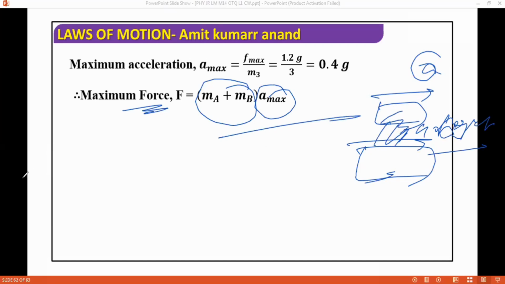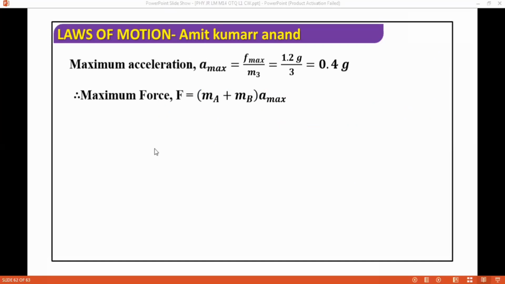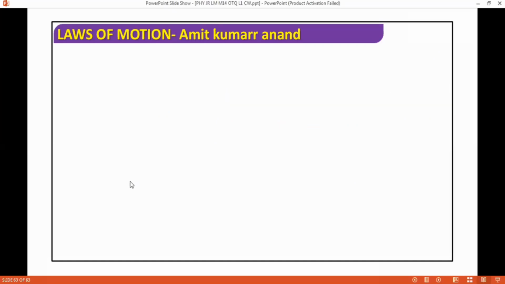I hope all of you understood. If your basics are clear, definitely you can do all these questions. This question is very important from the JEE point of view. I hope all of you understood all the concepts. I covered so many questions related to JEE, so definitely you can boost your performance here.